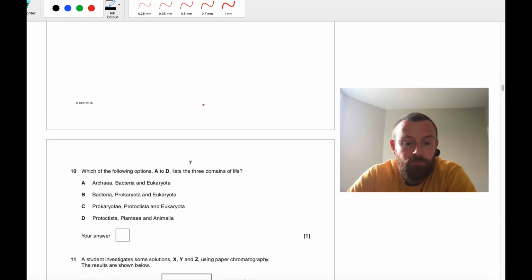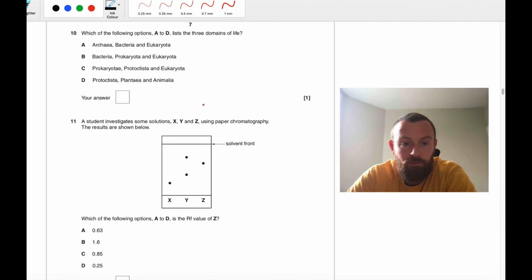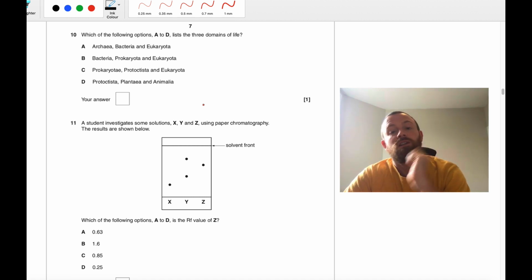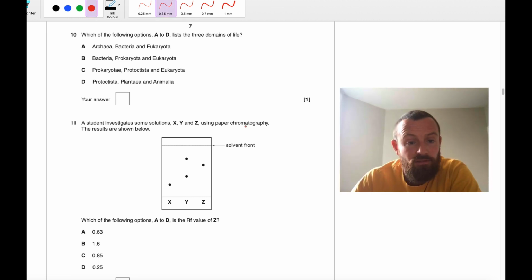10. And then moving on to 11. Okay, so 10. Which of the following lists the 3 domains of life? It is archaea, bacteria, and eukaryota.